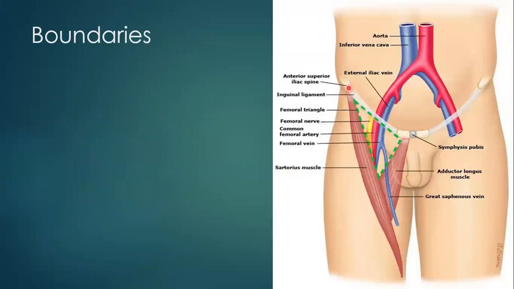Here you can see, this is the anterior superior iliac spine, this is the symphysis pubis, and this is the ligament connecting the symphysis pubis with the anterior superior iliac spine. This is known as the inguinal ligament, one of the most important ligaments in the body. And below this inguinal ligament, in between the muscles, there is a triangular area, a potential space, and this is known as the femoral triangle. It is situated in the upper third of the thigh.